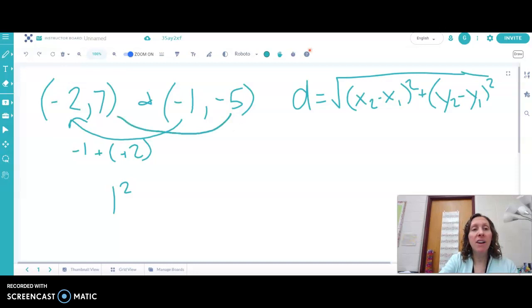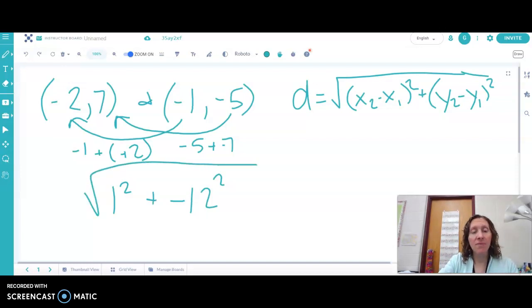And then -5 minus 7. You could keep it like this, or you could say it's the same as -5 plus -7. So you lost $5, and then you lost $7. So altogether, you lost $12. Okay, so we have to add those together, and then we'll end up taking the square root.